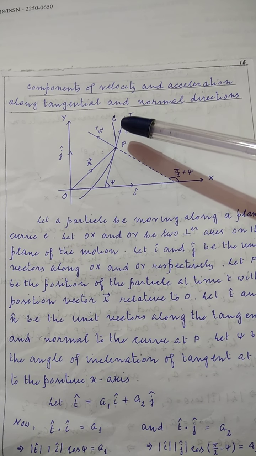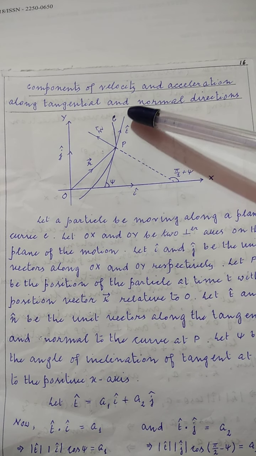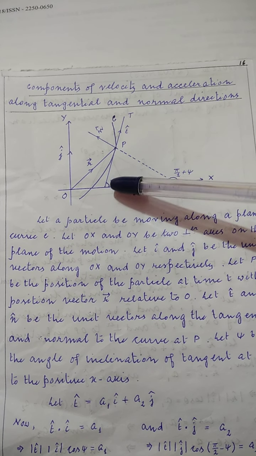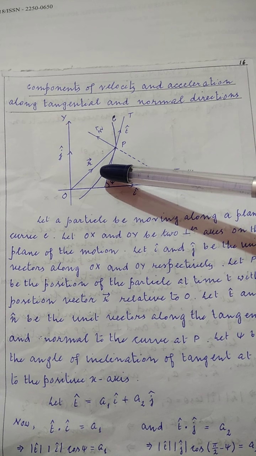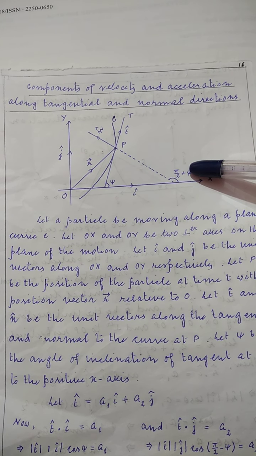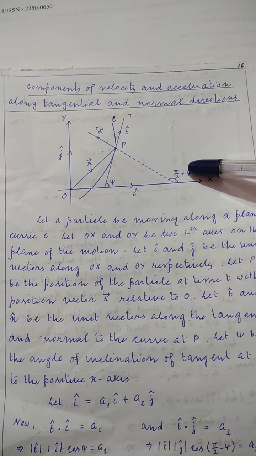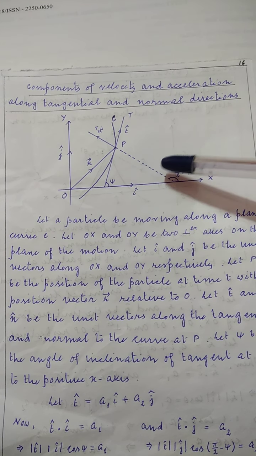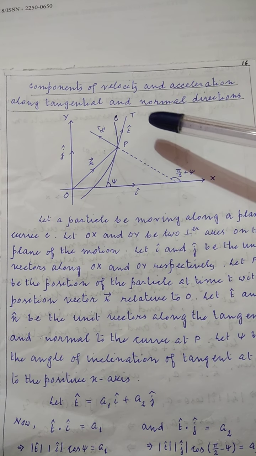normal to the curve at P, and let psi be the inclination of the tangent at P with the positive direction of x-axis, and pi by 2 plus psi be the inclination of the normal at P with the positive direction of x-axis.